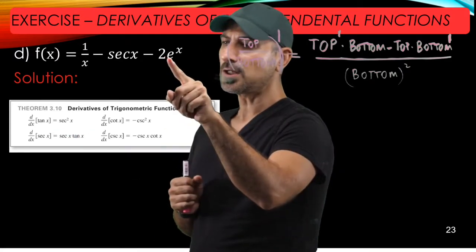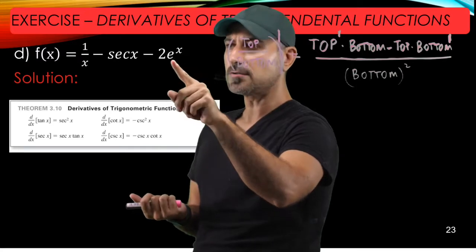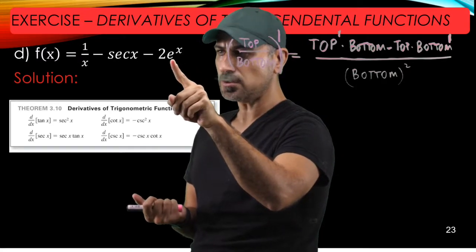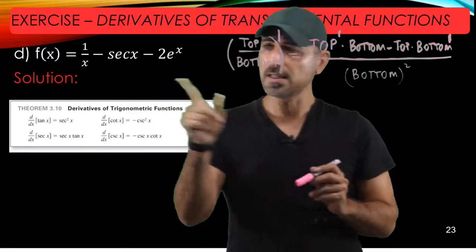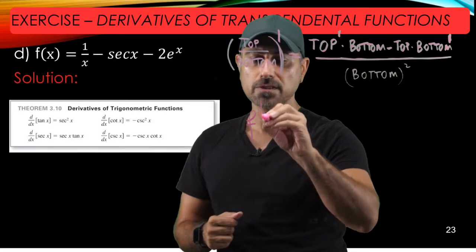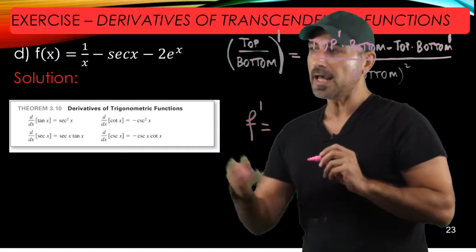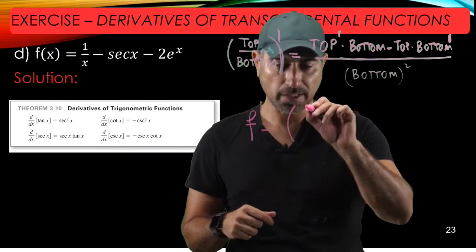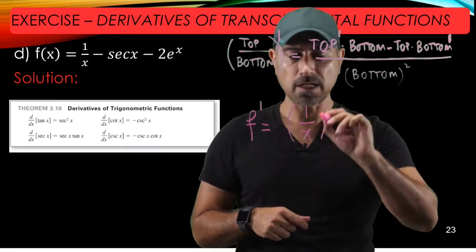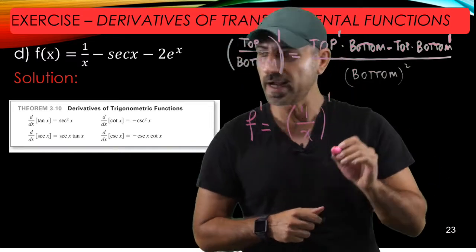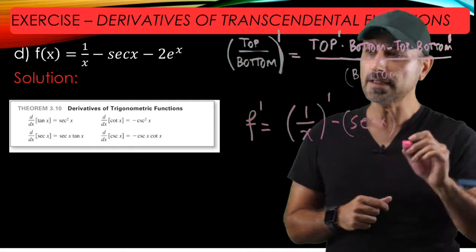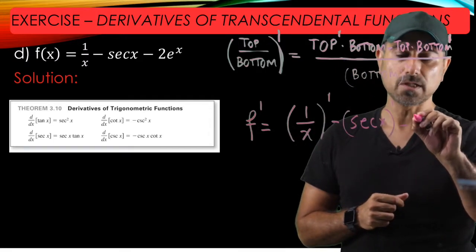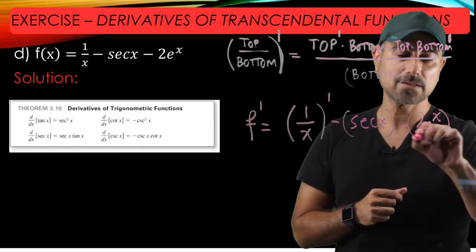And then this is an exponential function. We learned how to take the derivative of exponential functions, so I'm going to use that property. But for the time being, let's just worry about the derivative of the first piece first. So f prime, let me just write everything clearly here, that f prime is the derivative of 1 over x minus the derivative of secant x minus the derivative of 2e to the x.